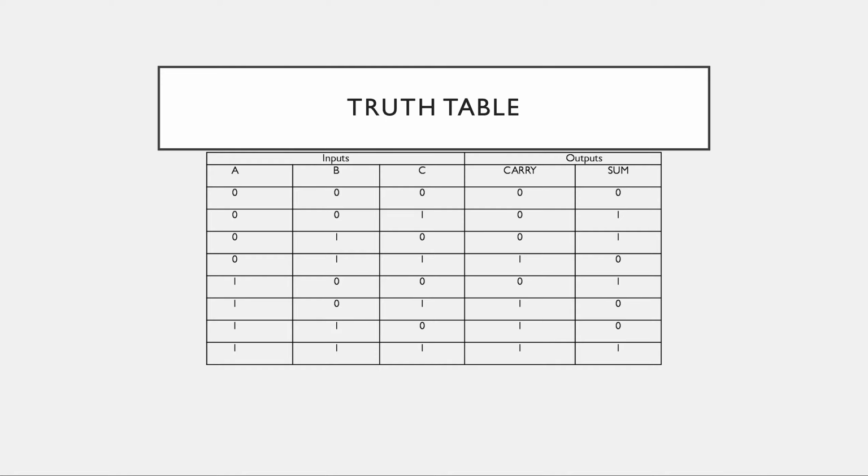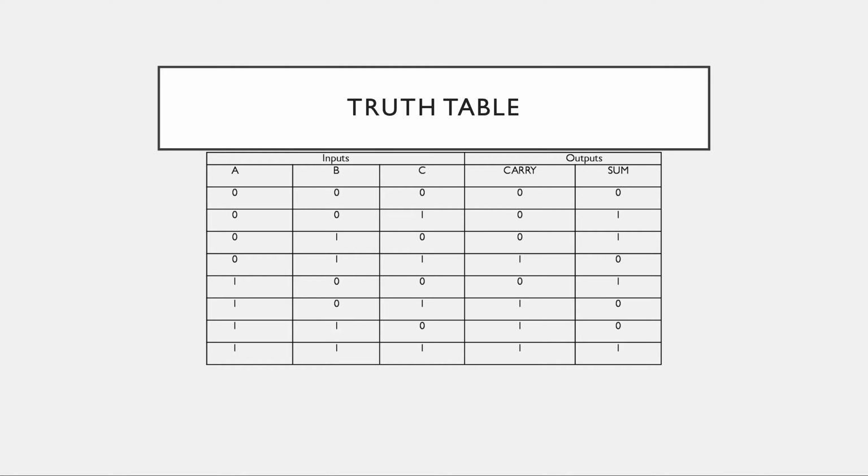When we give 0, 1, 0 as input, we get carry as 0 and sum as 1. When we give input 0, 1 and 1, we get carry as 1 and sum as 0. When we give input as 1, 0, 0, we get carry as 0 and sum as 1. When we give 1, 0, 1, we get 1 as carry and sum as 0.